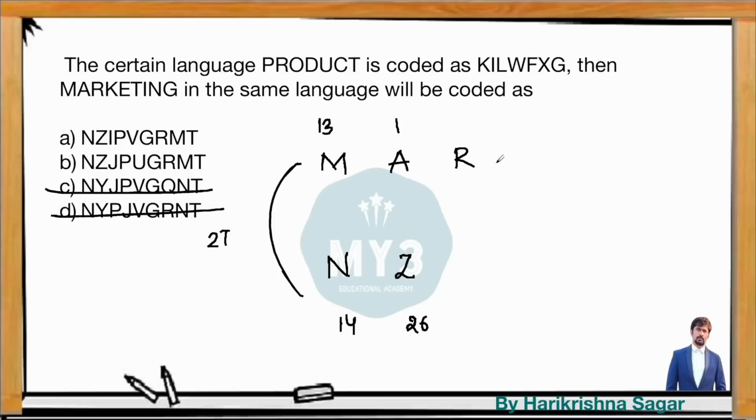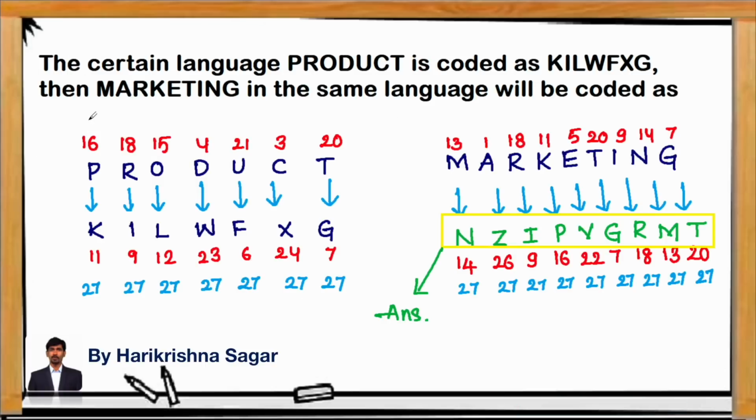The answer can be any one of these. And R is what? 18. How much do we need to add to make it 27? We need to add 9. So 18 plus 9 is 27. The 9th alphabet is I. So NZI should be the answer choice. Mark it as option A. And if you want to solve it completely, you can see the solution on the screen. Remember, the nth alphabet from the start plus the nth alphabet from the last always sums to 27.